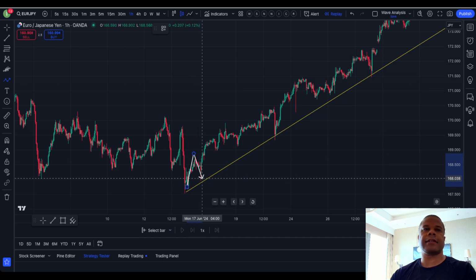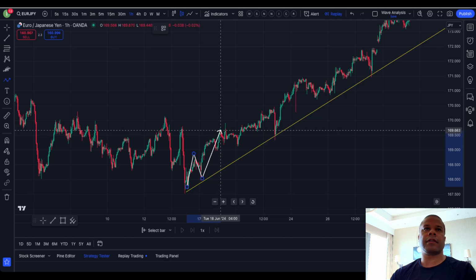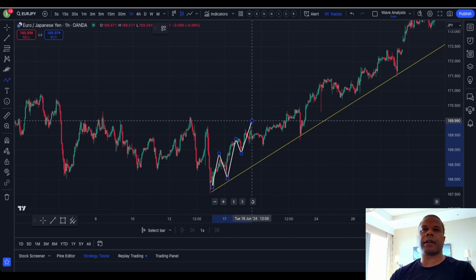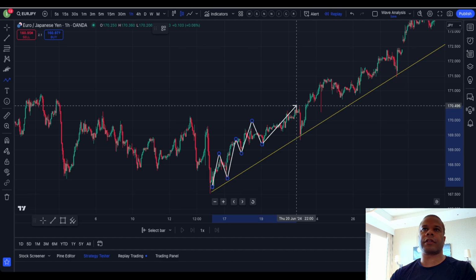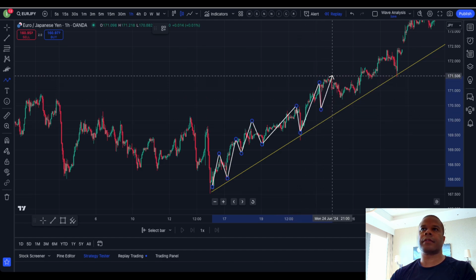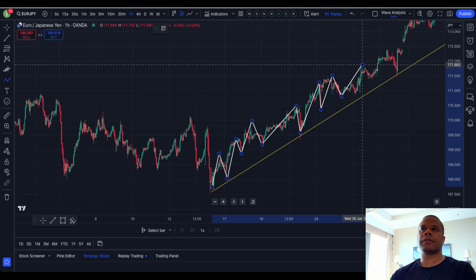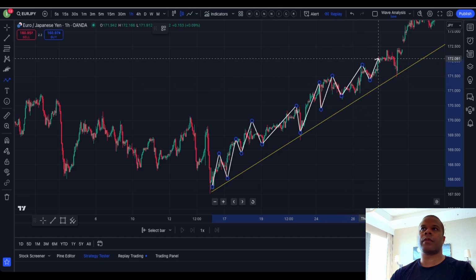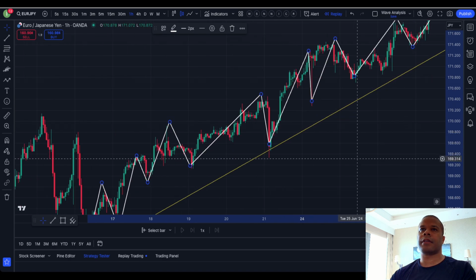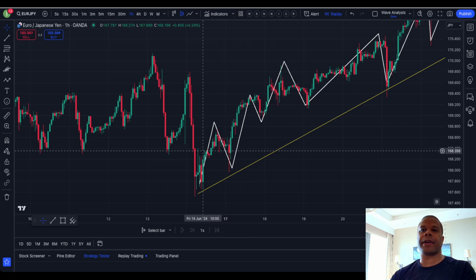It created this high, then it created a low, then it came up, created a new high, new low, right? Came up high, and it just repeated this cycle all the way up. Let me open this for you so you can see how the structure was made.